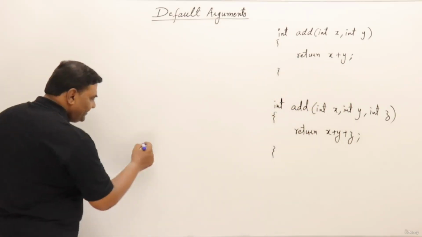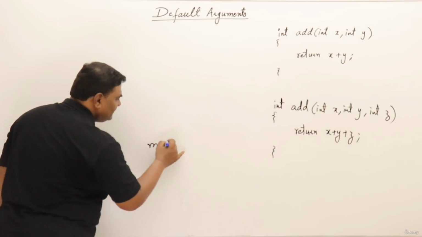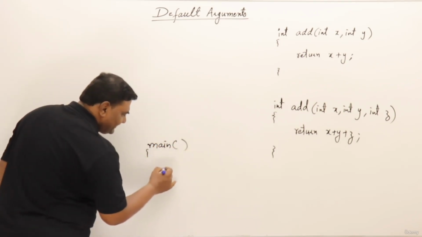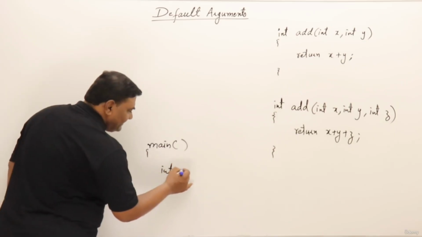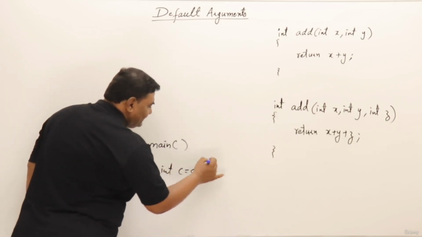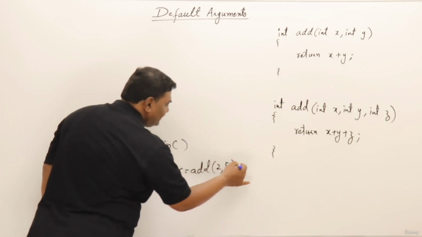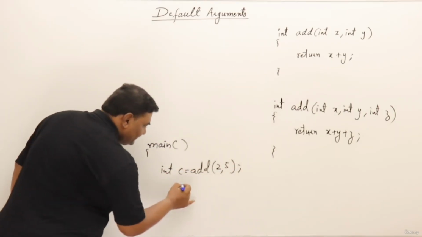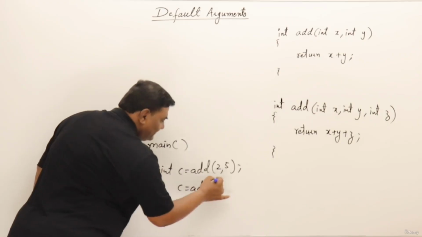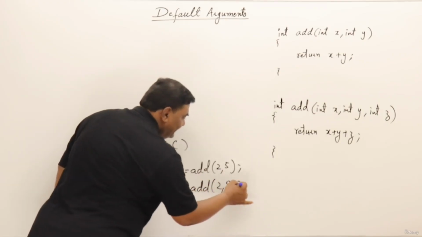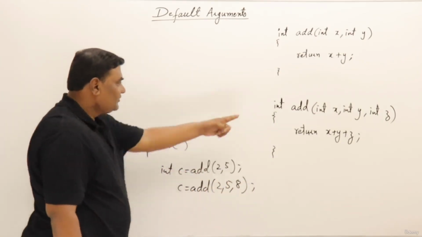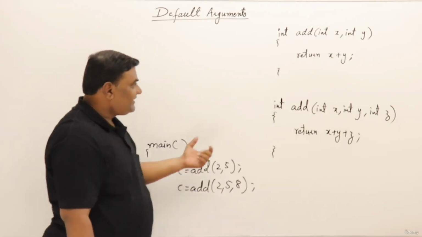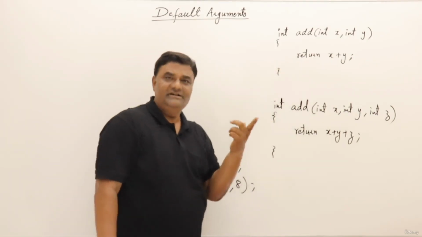So let me write the main function. I'm not writing void in everything. So I will just say integer c assigned add(2, 5). Which function will it call? It will call the first function. Now c assigned add(2, 5, 8). Which function will it call? It will call the second function. So just the number of parameters are different, and their working is a little bit different.